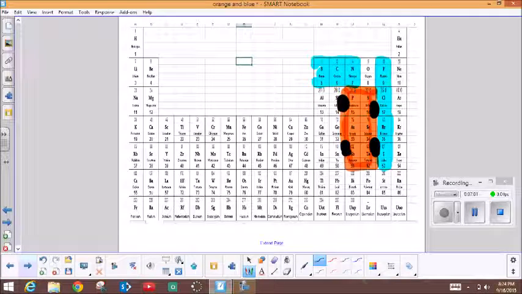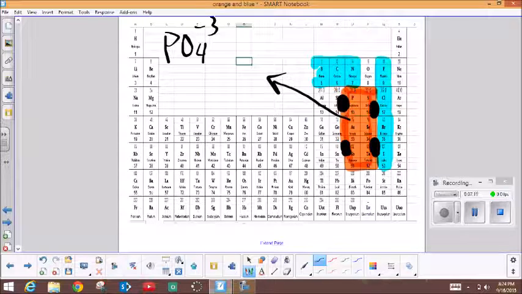So here is my bus and my loop. Everybody in this section right here, if I was going to say what they were individually, I've got a P. So PO4, and now we'll start talking about the charges, has a -3 charge.